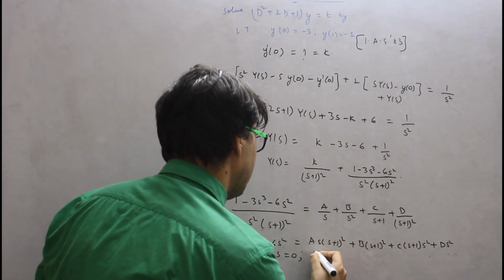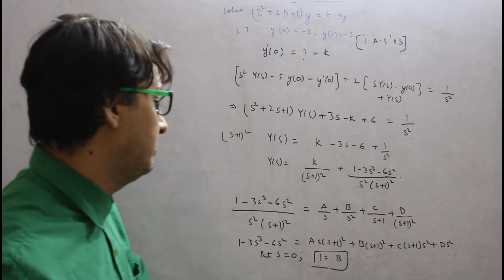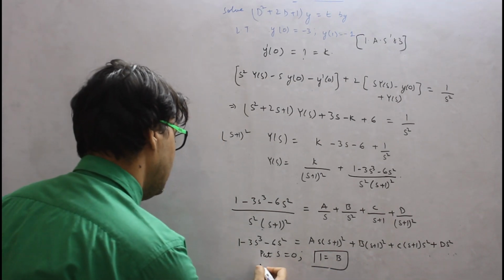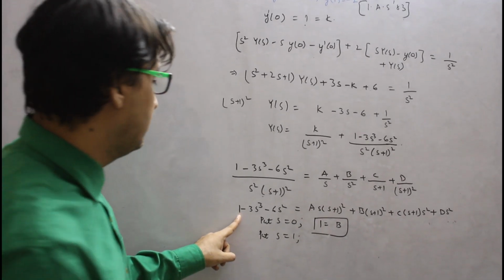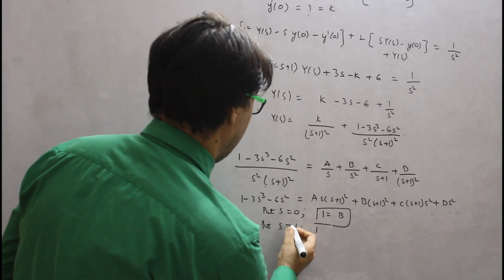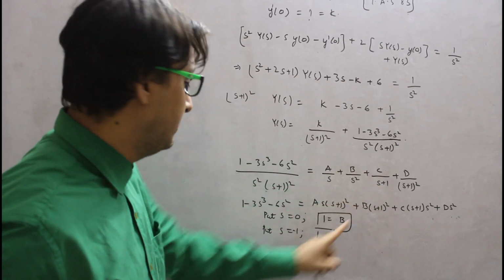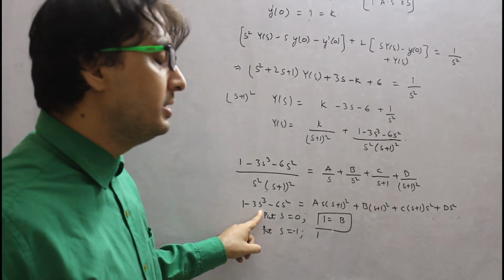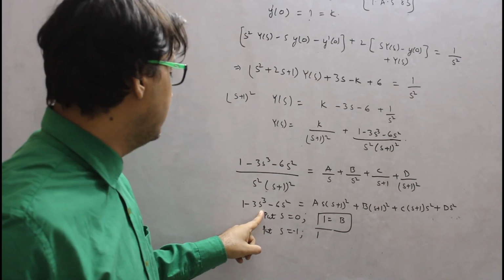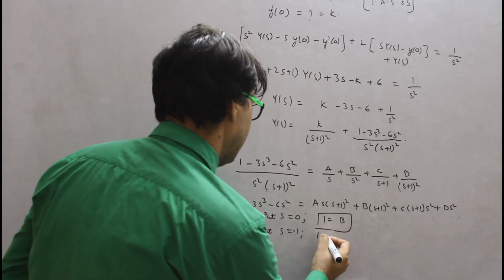B is our 1. If we put S equal to 1, we are putting 1 here, not minus 1, because the root is minus 1. So, 1 minus S minus 1 whole cube is how much? Minus 1. So minus minus becomes plus.